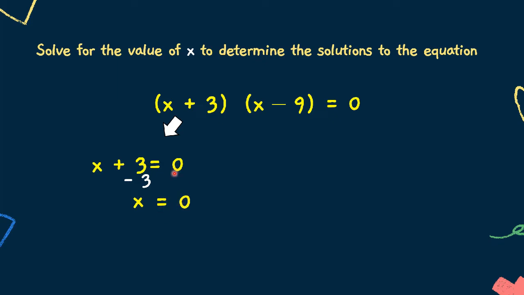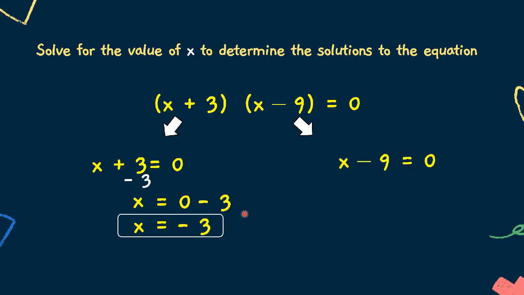So, we simply copy 0. So, nag-deduct tayo ng 3 sa kabilang side. So, we also deduct 3 on this right side. So, we have the value of x now as negative 3. So, that is the first value of x, and we call it x sub 1.